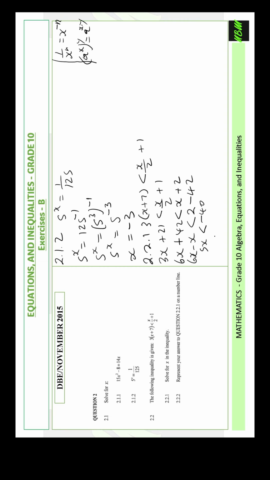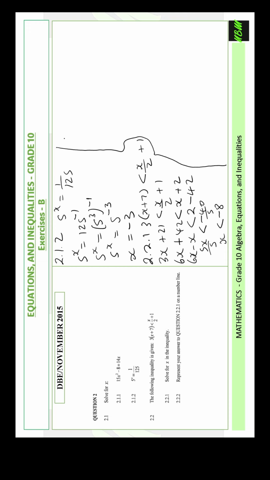Then divide both sides by 5. Divide by 5, divide by 5. X will be less than negative 40 divided by 5 is negative 8. So that will be the solution for 2.2.1.